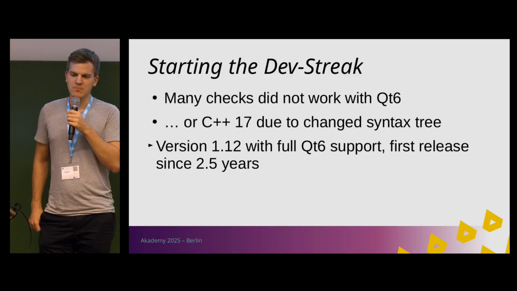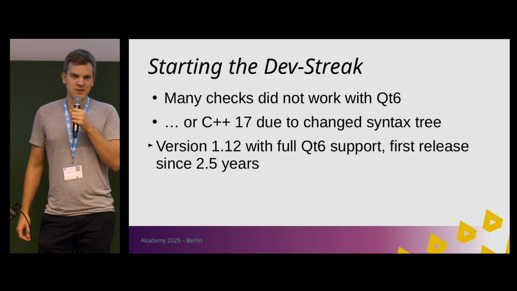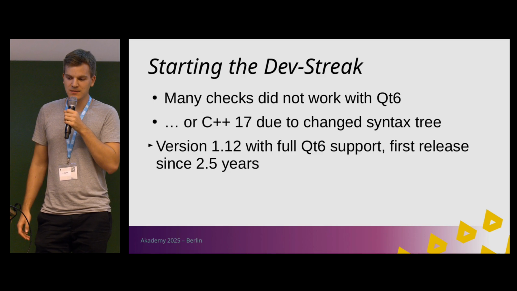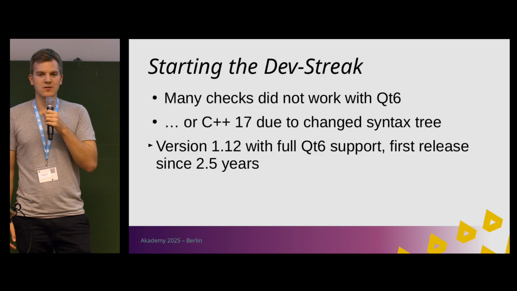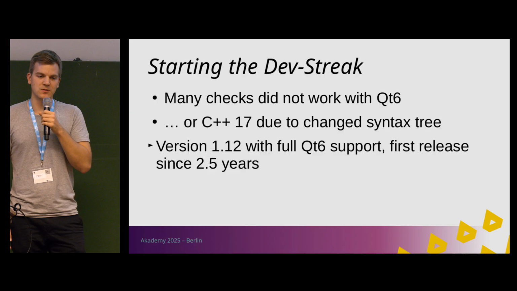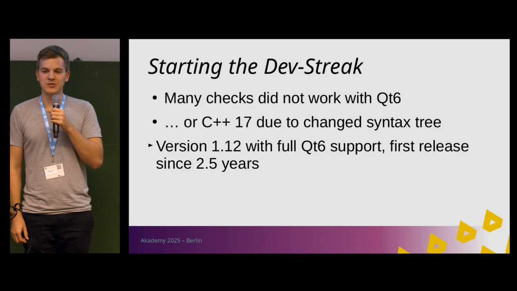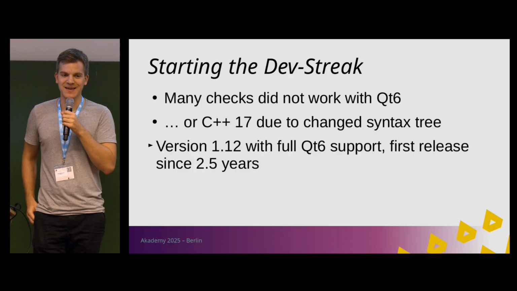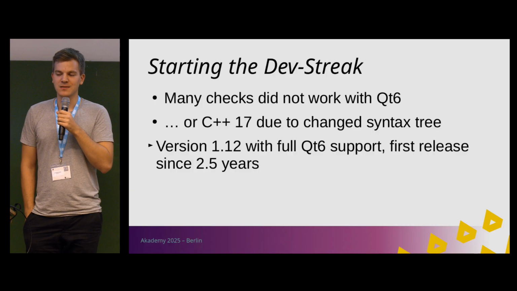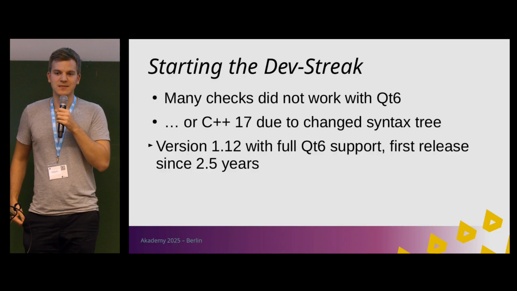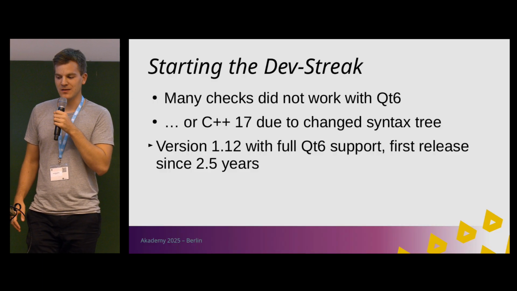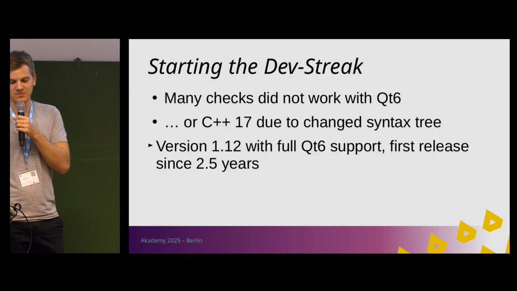But at the time, many checks did not work with Qt 6, even though Frameworks was already utilizing it. Or C++17 also had its fair share of issues because the syntax tree looked rather different there. It was a ton of work, but with version 1.12, everything was great again. And it was the first release in 2.5 years. So you can see the Clazy development stalled there for quite a bit, but now it's up to speed again.